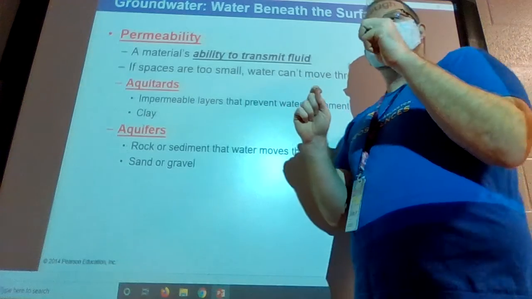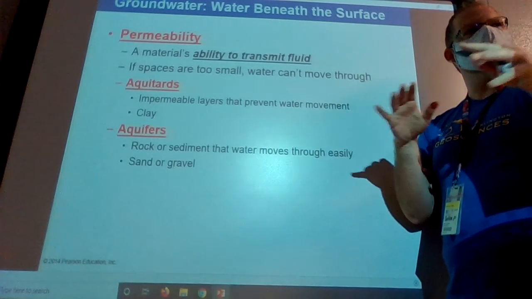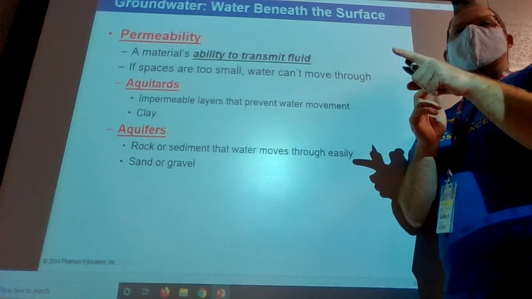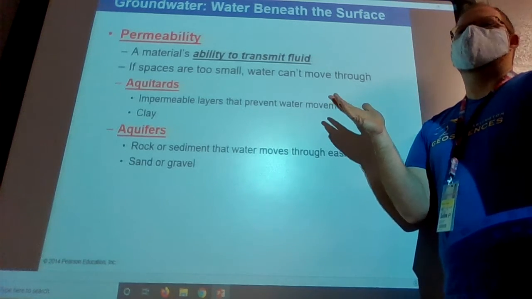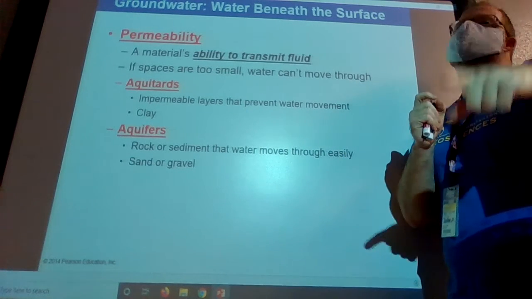Does anybody know the term for what they do to connect those spaces? It's very controversial, and some people want it to be stopped. Fracking. Yes. Fracking, what is fracking short for? Fracture. Yes, fracturing.